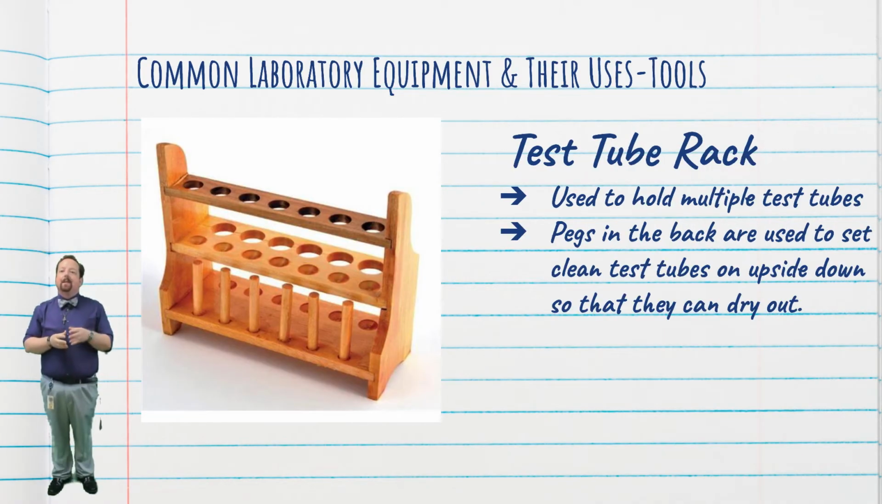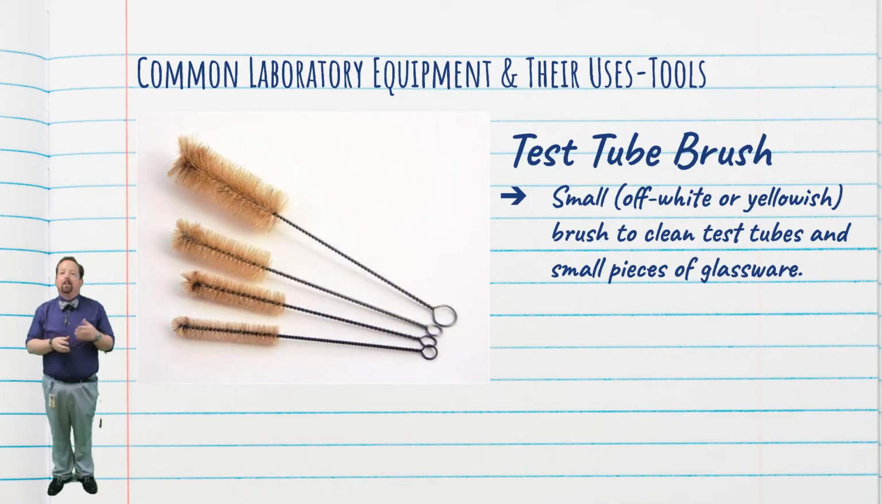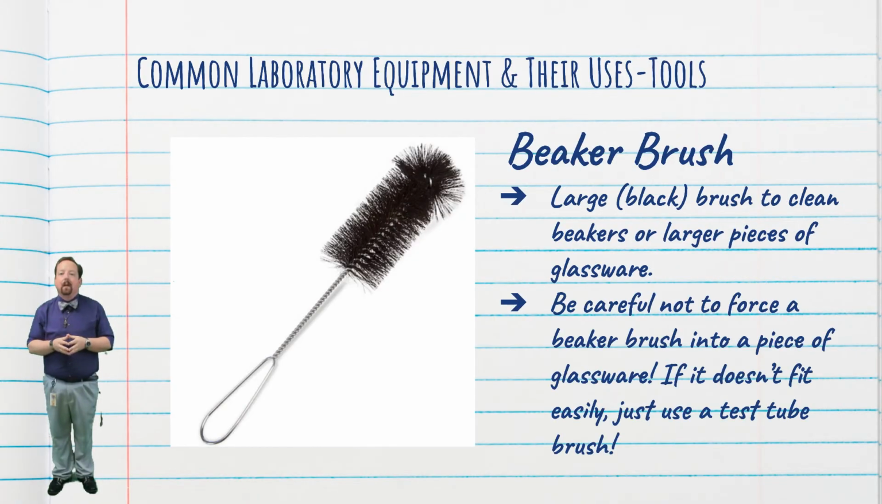Test tube rack is a great place to put several test tubes as you perform multiple reactions. You can also place your freshly cleaned test tube upside down on the pegs afterwards so that you can dry them. This is the test tube brush, which you use to clean test tubes and other small pieces of glassware. This is a beaker brush, which you use to clean beakers and other large pieces of glassware.